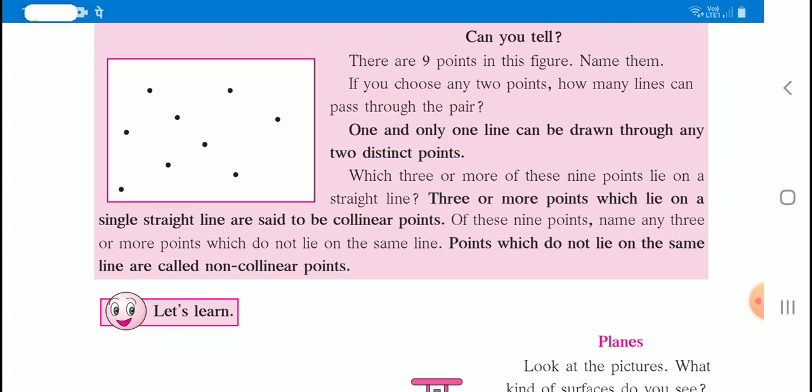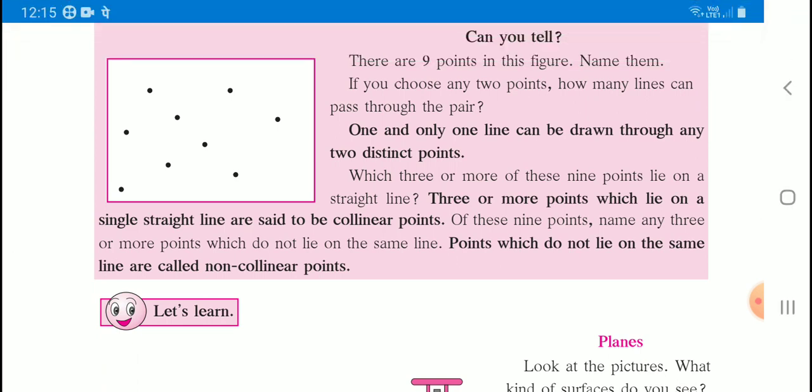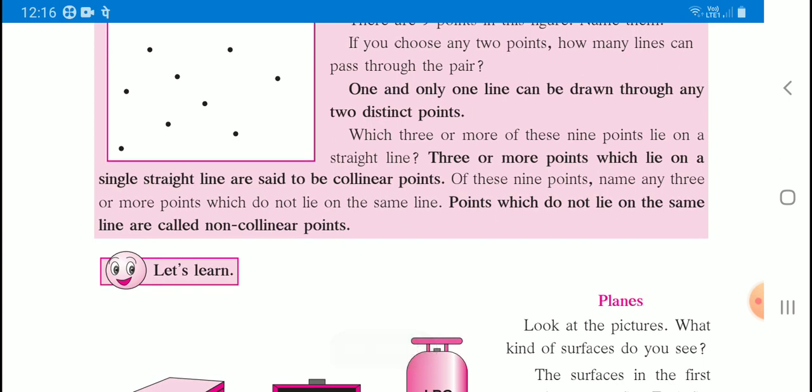Which 3 or more of these 9 points lie on a straight line? 3 or more points which lie on a straight line are said to be collinear points. Of these 9 points, name any 3 or more points which do not lie on the same line. Points which do not lie on the same line are called non-collinear points.